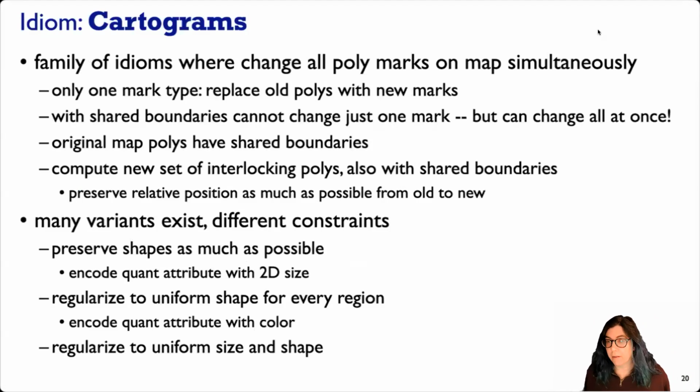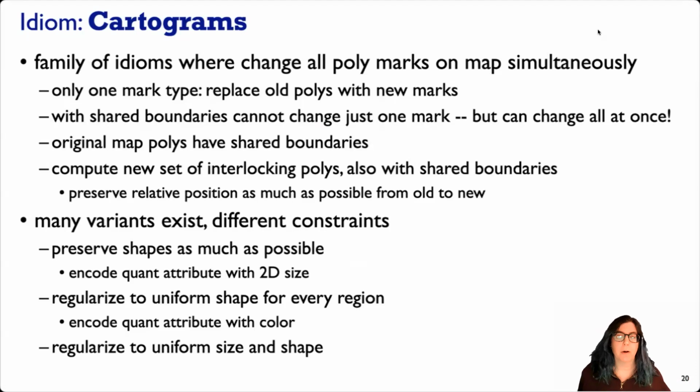All right, another family of idioms for looking at geographic data is cartograms. So cartograms are a situation where we're changing all of the poly marks on the map at once, simultaneously. So we have only one mark type. We're replacing the old poly types with new marks. Now you might think, wait, that's a shared boundary. We aren't supposed to change things. But you can't change a single mark on its own, but you can change all of them at once.